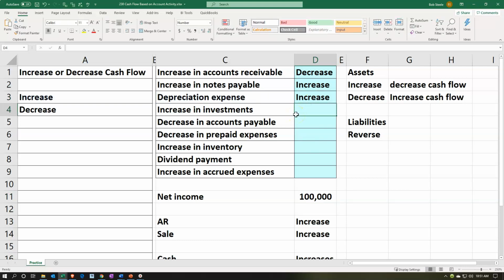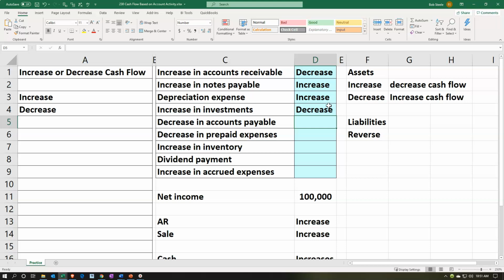Increase in investments. So now we're talking about investments, which is an asset account. If the asset account increases, then we're going to follow this general rule and decrease. And then we haven't talked about the categories that this will fall into: operating, financing, investing. We'll talk more about that later, but we're just thinking about the increases and decreases.